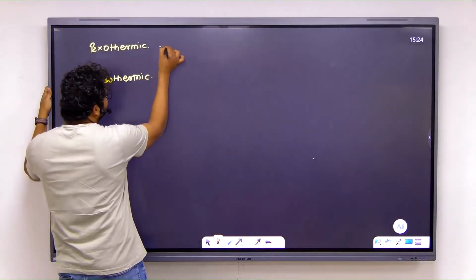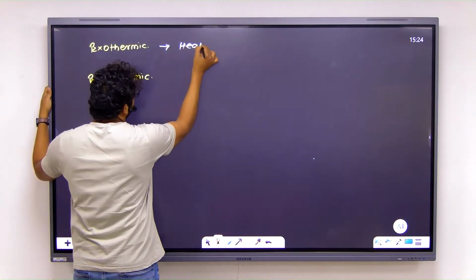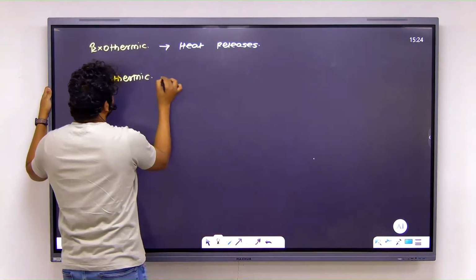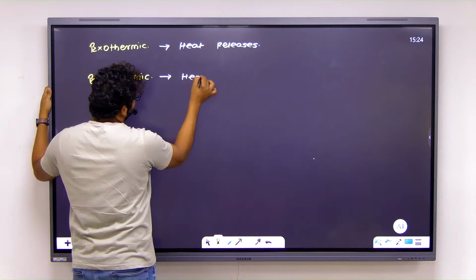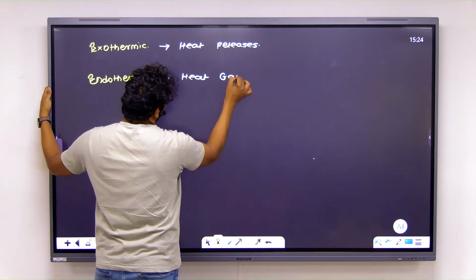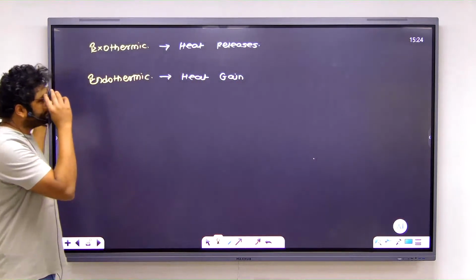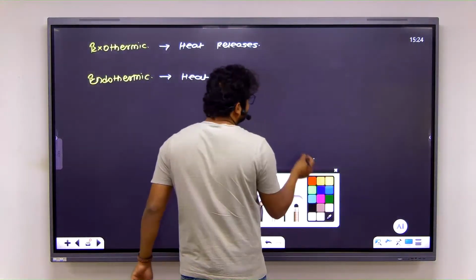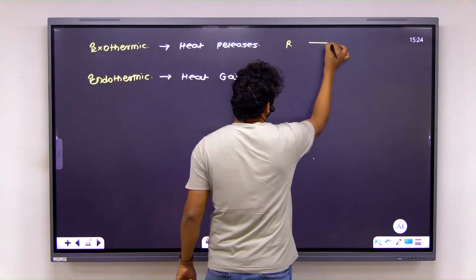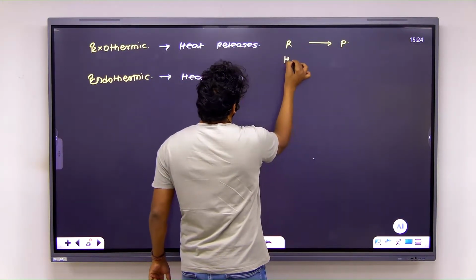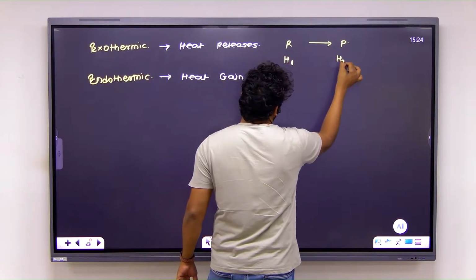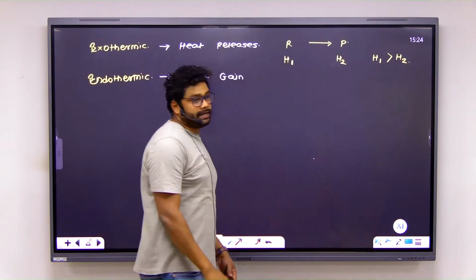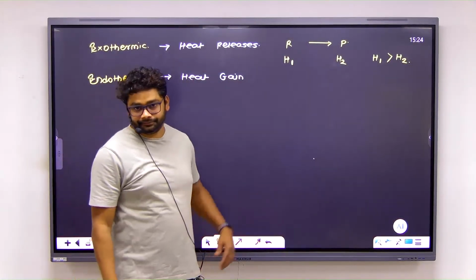You know, the exothermic reaction is a reaction where heat releases. The endothermic reaction is where heat is gained. Heat काय होते? Release होते. If you see the example, I have here reactants and there are products. Heat releases means heat of reactant is higher than product. Release होते heat.